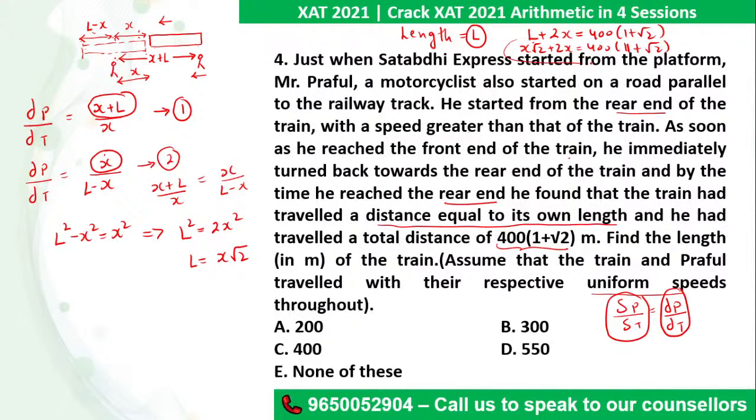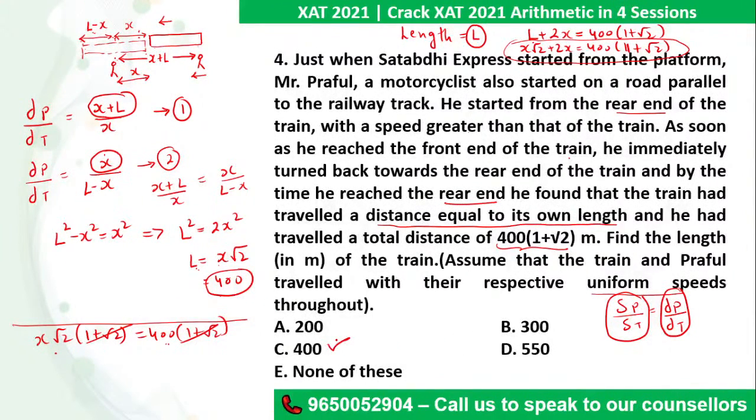Okay, so guys, I am solving this here. If I take x root 2 common, what I'll get is 1 plus root 2, which is equal to 400 into 1 plus root 2. So this part will get cancelled out. So x root 2 is 400, and this is also the length of the train. Okay, x root 2 is nothing but the length of the train, which is 400.